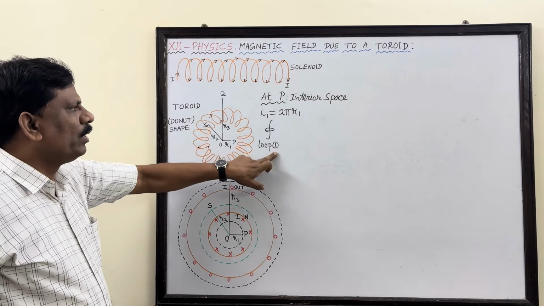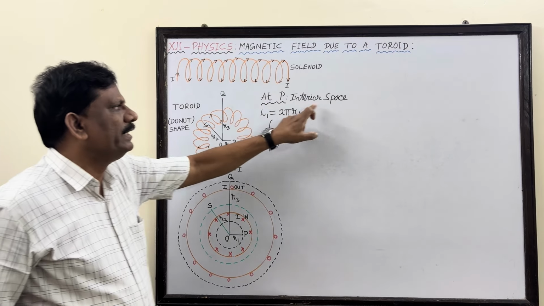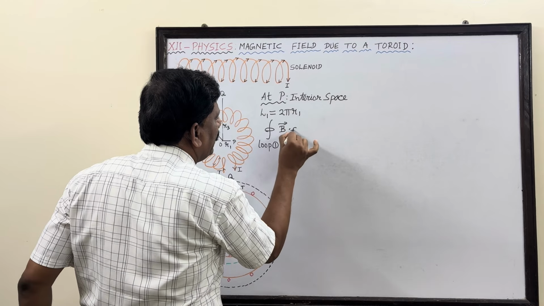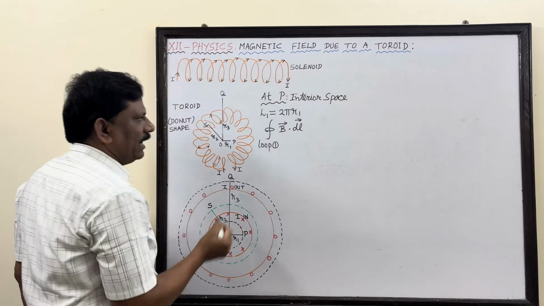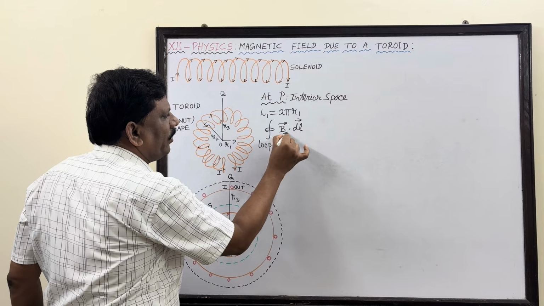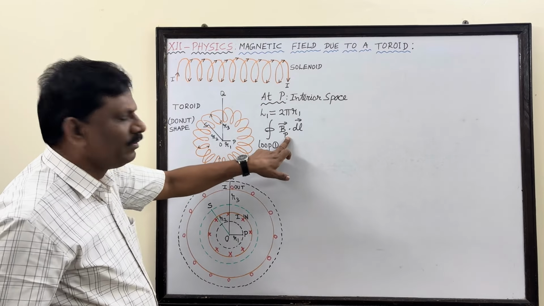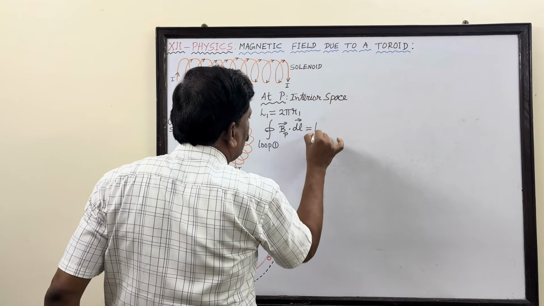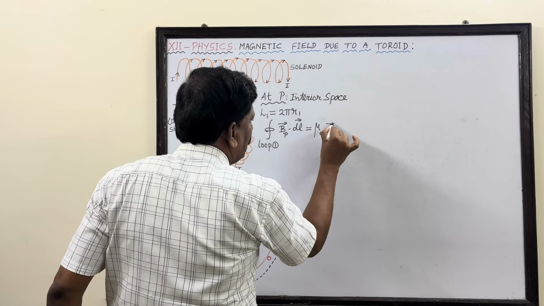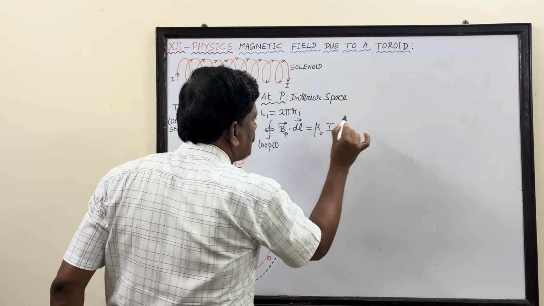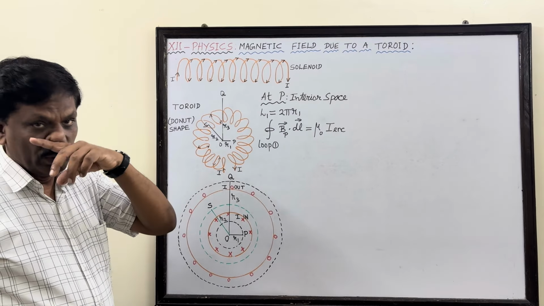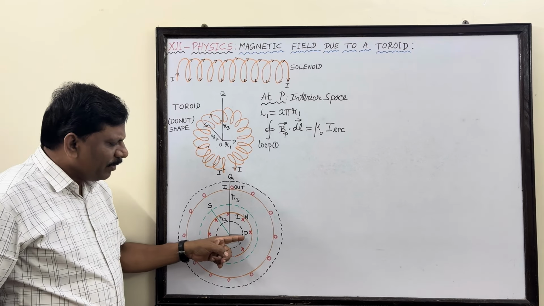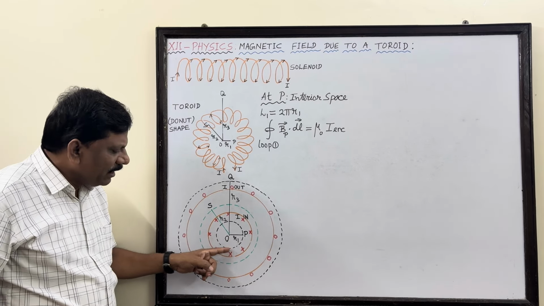For this loop 1 passing through the point P in the interior space, I want to find the closed integral of B dot dl. Understand that? And this is the magnetic field at the point P, so I have taken the suffix P. So Bp dot dl must be equal to mu naught times the current I enclosed by this Amperean loop. Understand that? Okay.